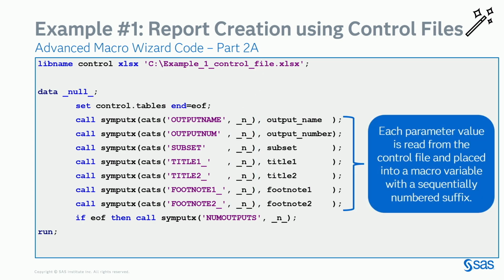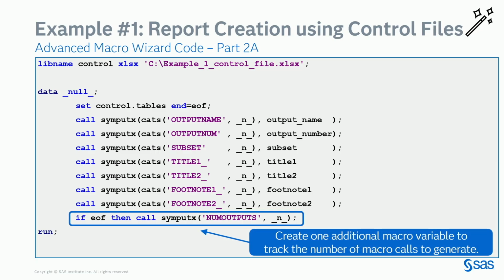And then you'll see the EOF. We have the end equal EOF. If it's the end of the file, we're going to output another macro variable that tells us how many rows we read in, so that we know how many times to loop through in our macro processing. So when we're done with this process, what we have is a whole bunch of macro variables containing everything that was in that Excel spreadsheet.